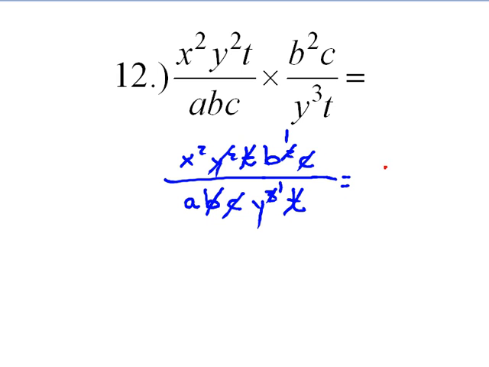So now let's take a look at what we have left. We have x squared, and that b to the 1, we don't have to put 1 there, it's understood, over a, and we have y to the 1, we don't need the 1, ay. Okay.